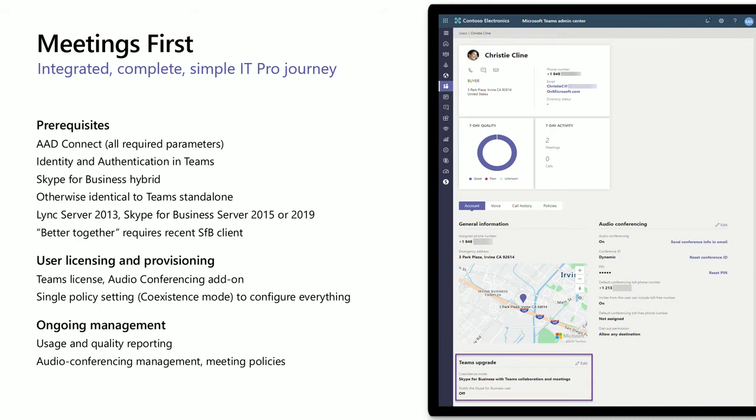Now, there's a few prerequisites we have to be aware of when we look at configuring Meetings First. First and foremost, we need to properly synchronize our on-premises Active Directory with Azure AD, right, using a tool set like AAD Connect, for example. This includes synchronizing all of the required parameters. What I mean by that is you need to sync the MSRTC SIP attributes, right, the attributes that actually identify the Skype components of a user. You have to make sure those are synchronized into Azure AD, right?